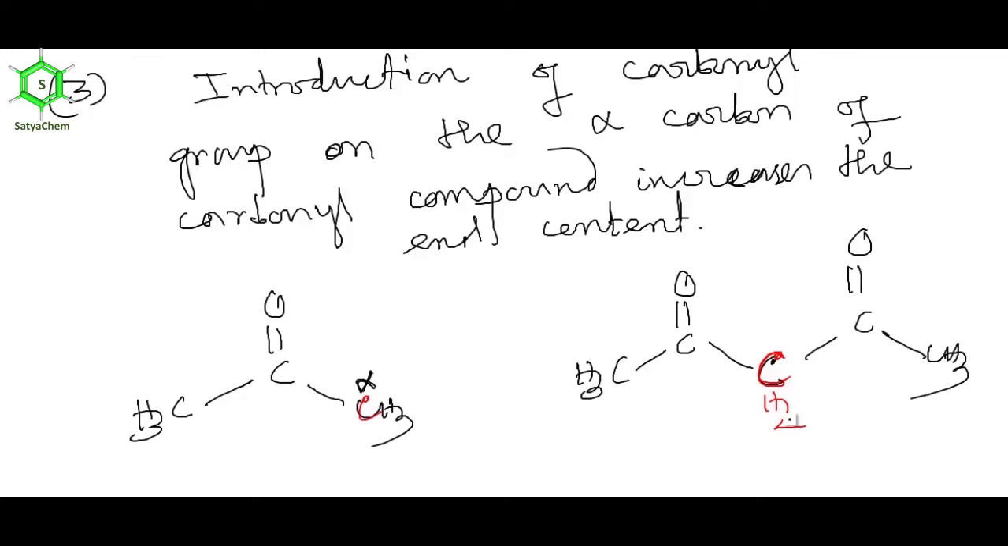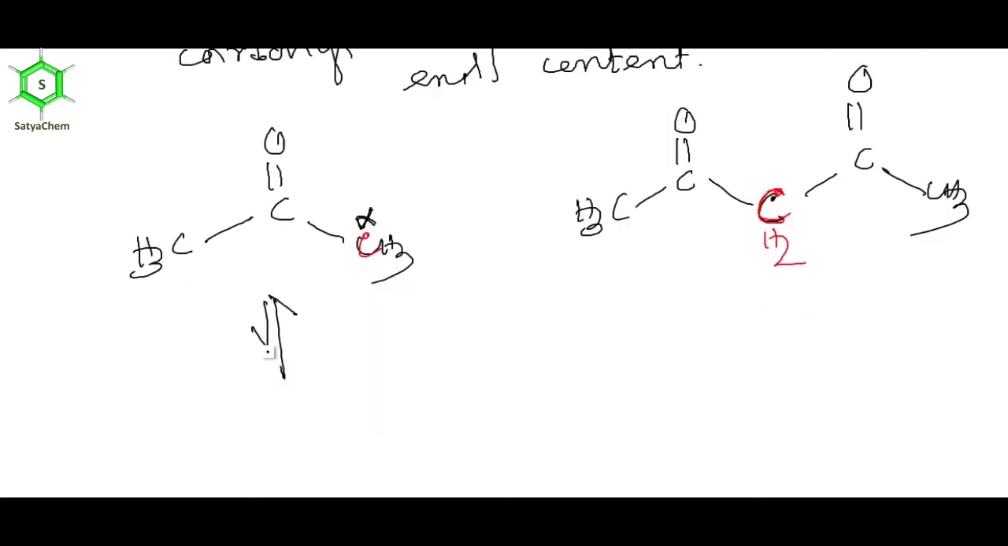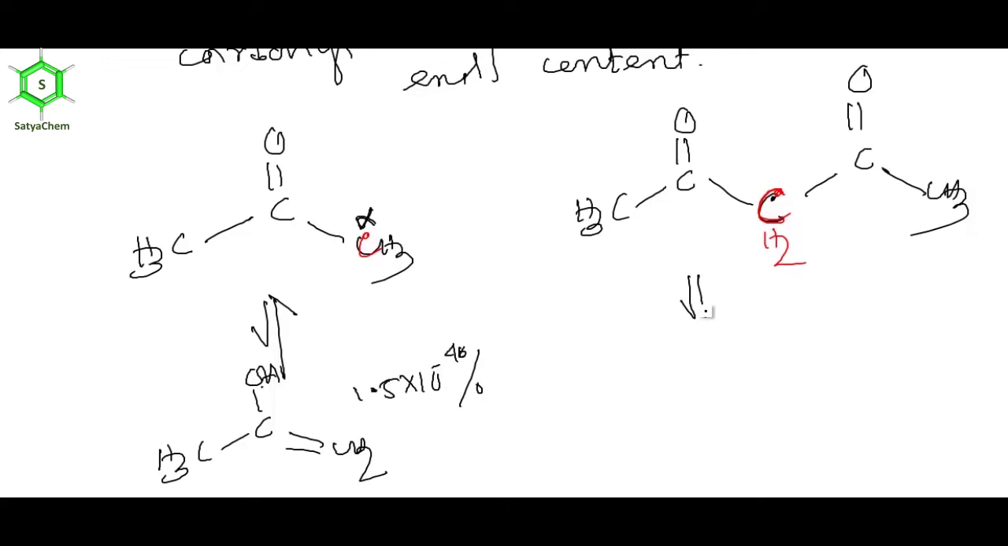Clear? Here in this compound, propanone, the enol content is very small, negligible, only 1.5 × 10 to the power minus 4 percent. But here, the extent of enol content is very large, more than 50%. Here it is 76.4% enol content.